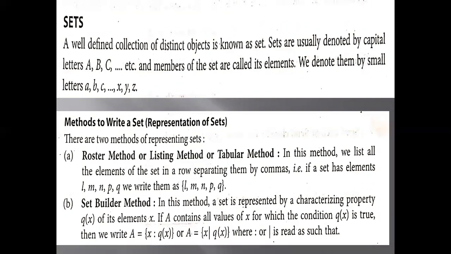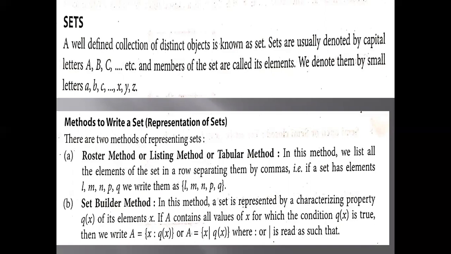We can represent these sets in two ways. One is the roster method, which we can also call the listing method or tabular method. In this method, we list all the elements of the set in a row, separating them by commas. If a set has elements L, M, P, Q, we include this arrangement in between a pair of flower brackets. That is {L, M, P, Q}.